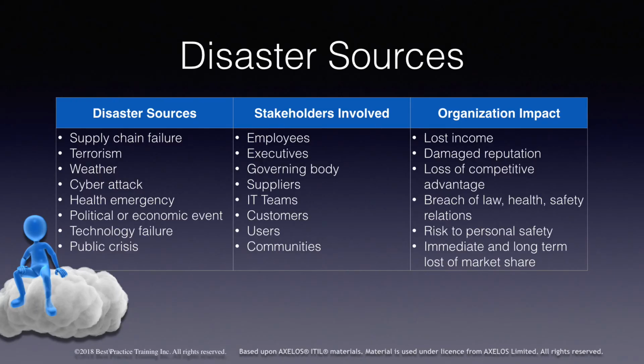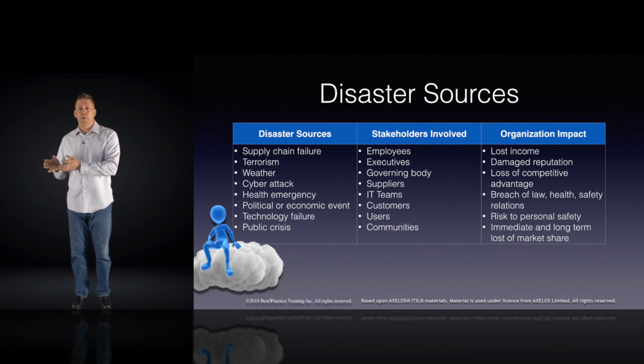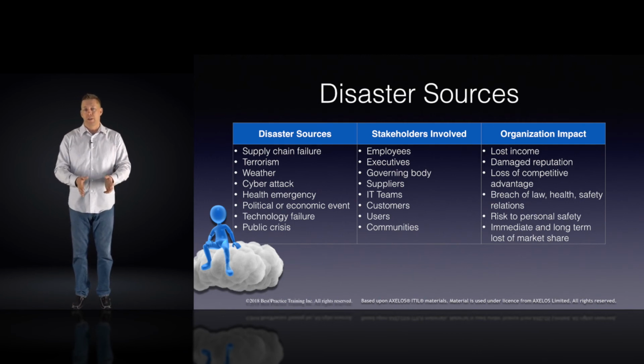This slide shows some examples of things which might be considered a disaster and would be planned for by the service continuity management practice. You don't need to know each of these disaster sources, stakeholders involved, or organizational impact for the test. This slide is just provided for context and informational purposes only. It's meant to provide examples of the kinds of risk that this practice is supposed to address.